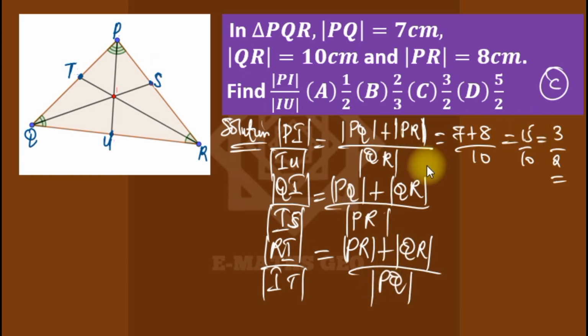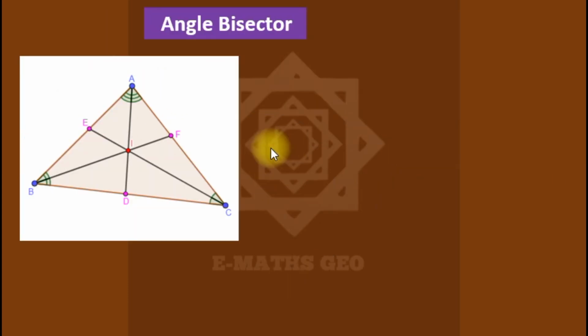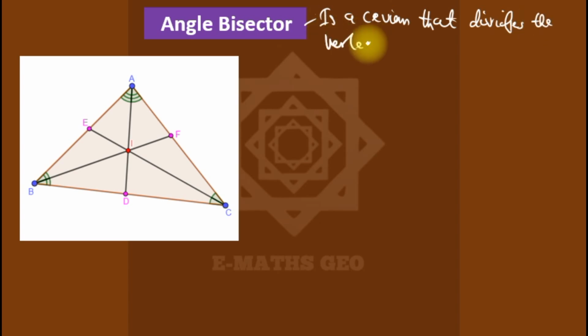But let me now prove this. Let's prove it. We have the same diagrams. From what I've said, an angle bisector, let's start with the definition, is a Cevian that divides the vertex angle into two congruent angles.